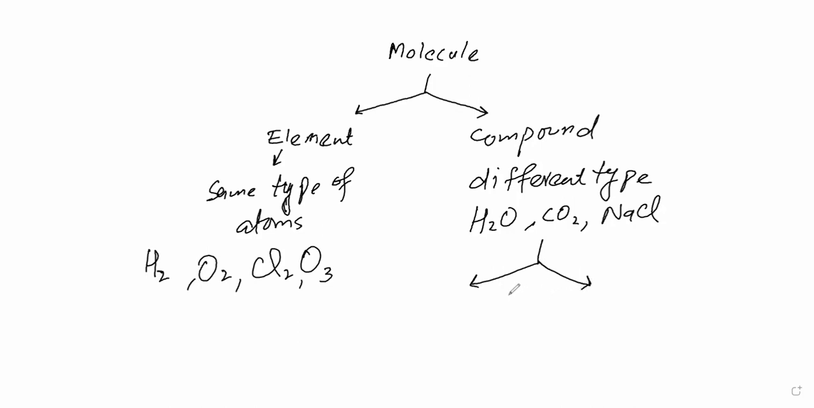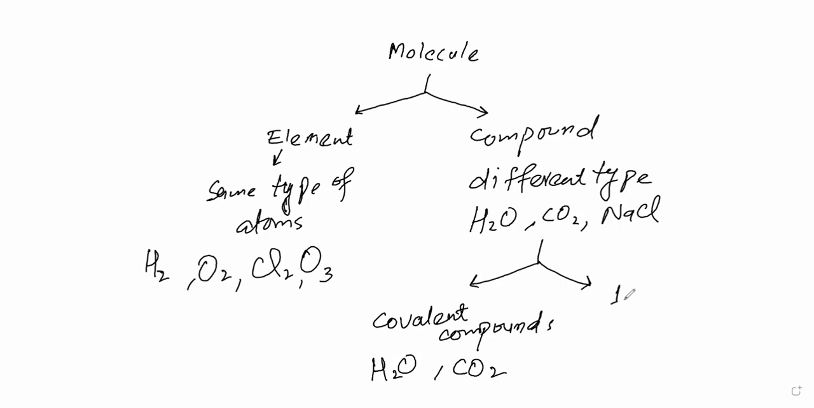Now next we can divide this molecule into two types based upon their chemical bonding. You have studied this in O levels. When compounds are formed due to covalent bonding, those are called covalent compounds. Suppose H2O, two atoms of hydrogen and one atom of oxygen. This is by covalent bonding, and different atoms, so it is a compound by covalent bonding. That's why it is called a covalent compound. CO2 is also a covalent compound.